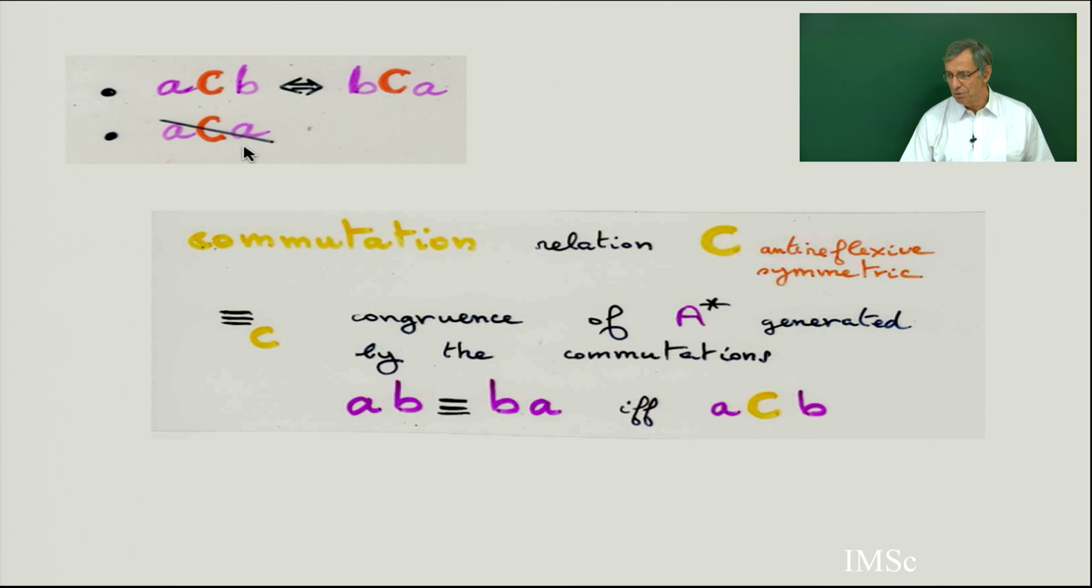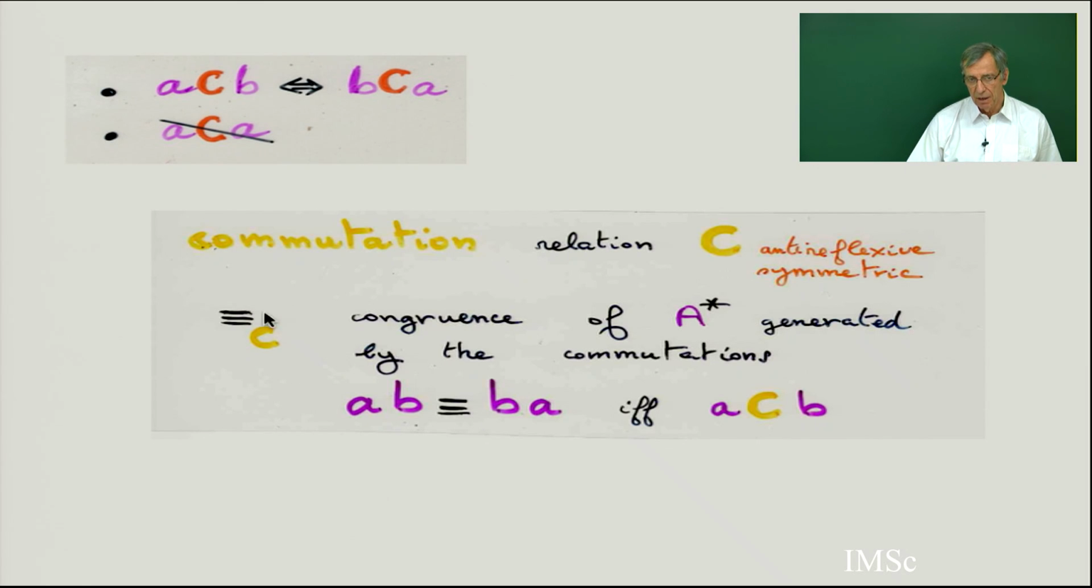It's maybe strange to say that A does not commute with A, but that's the rule. I need this rule in this course. In fact, it's not necessary to commute A with itself, so you forbid the commutation of A with itself.